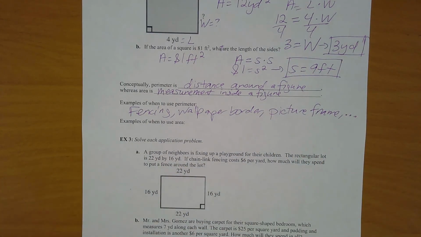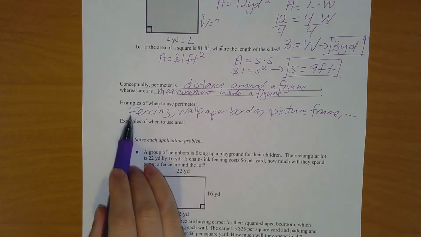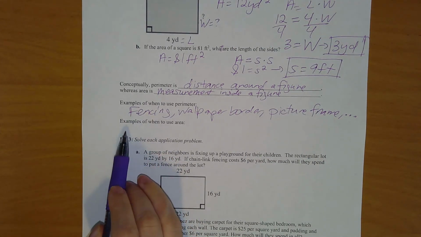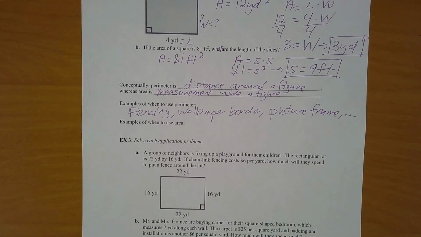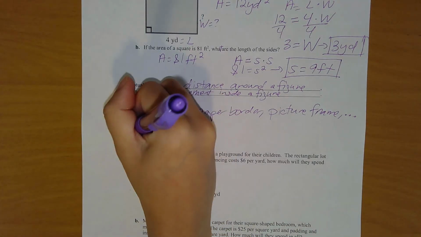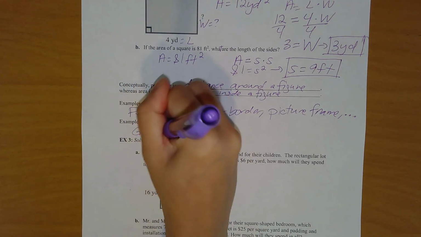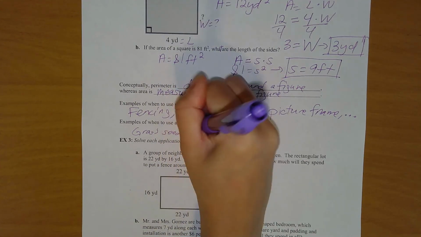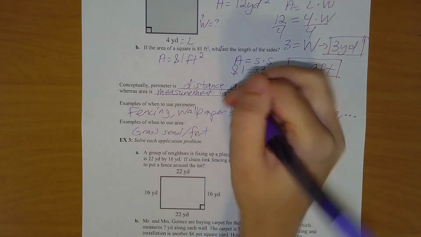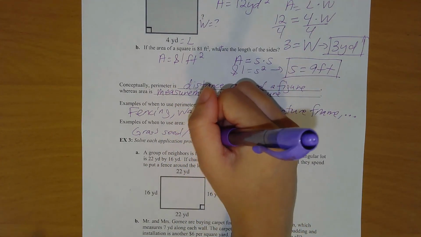So area would be things inside. Instead of the fencing going around a yard, maybe you need to know how much grass seed or how much fertilizer you need for the grass that's inside of the yard. So how much grass seed do I need? How much fertilizer do I need to go on my entire yard?